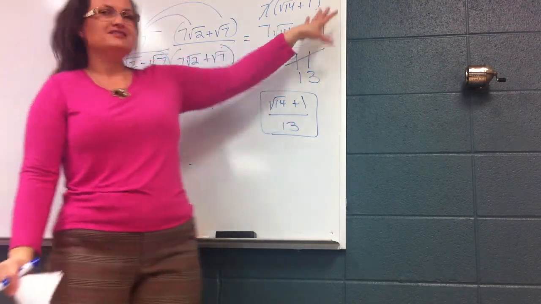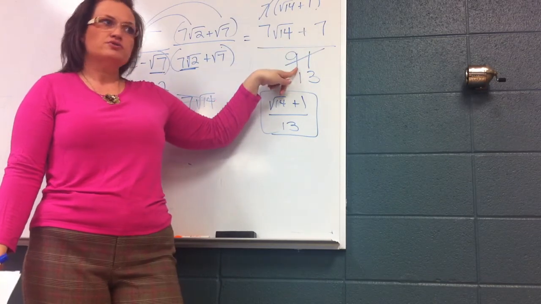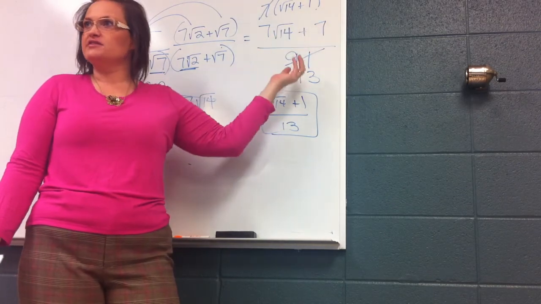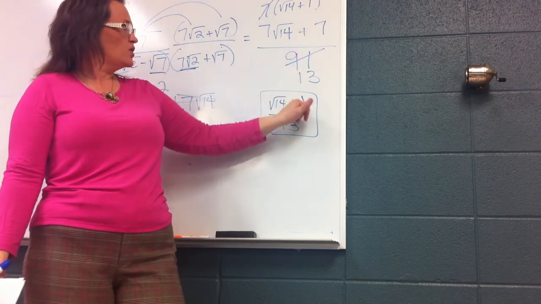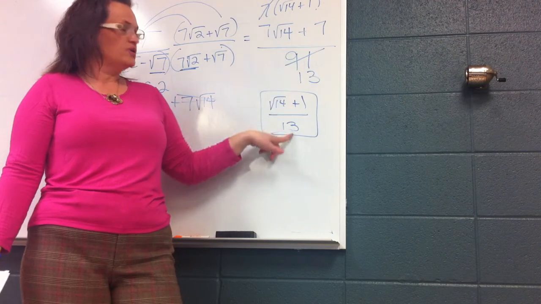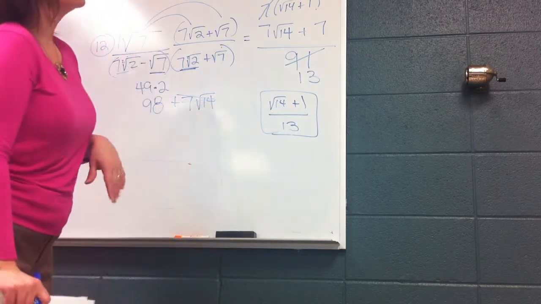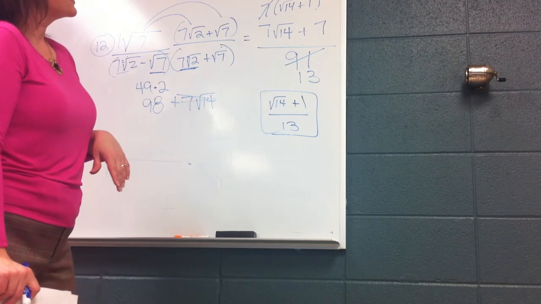Now, some of you all memorized to do this by just saying if all three terms have a common factor, you can reduce by that. So you see the 7s there. 7 into 7 is 1. 7 into that cancels that out, leaves that. And 7 into 91 is 13. That's fine too. How do we get from 7 square root of 14 plus 7 to the just plus 1?